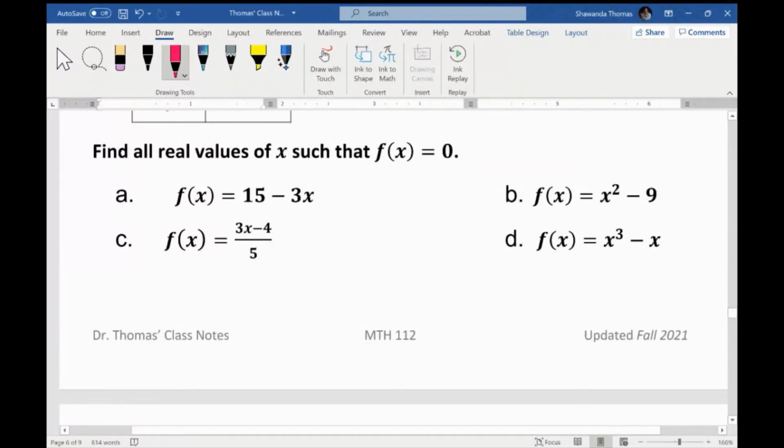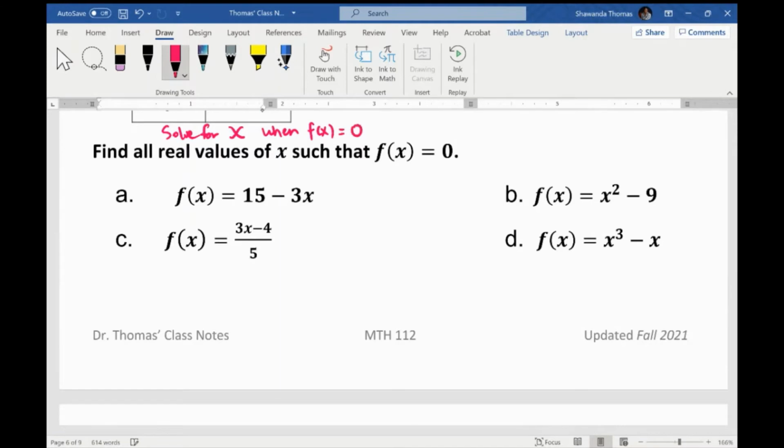On your homework, you're going to be asked a question like this: find all real values of x such that f of x equals 0. Sounds very complicated. It's not. All it's really saying is solve for x when f of x equals 0.